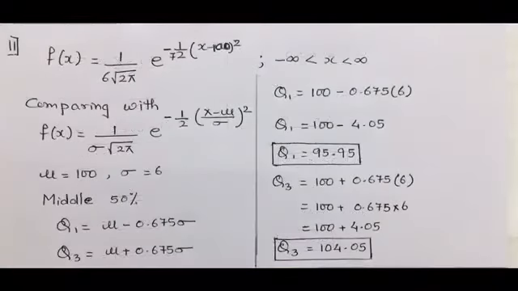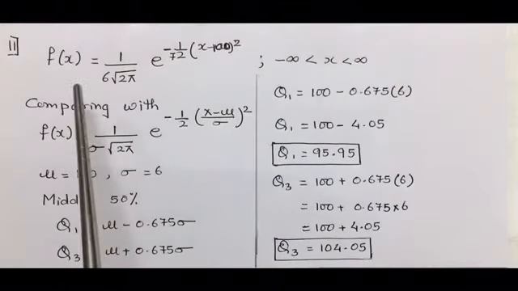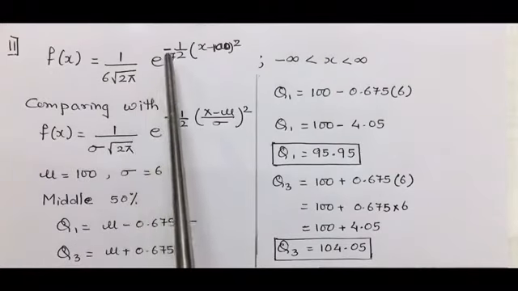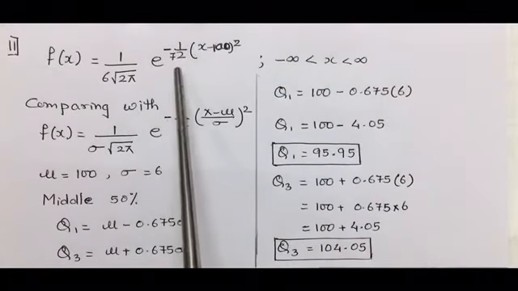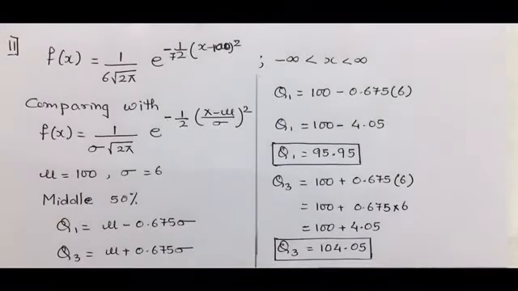Seventh question is, a normal variable x has the following probability density function. The probability density function is given in this way. Fx is equal to 1 upon 6 root 2 pi e raised to minus 1 by 72 x minus 100 whole square. For this distribution, obtain the estimated limits for the exact middle 50% of the observations.